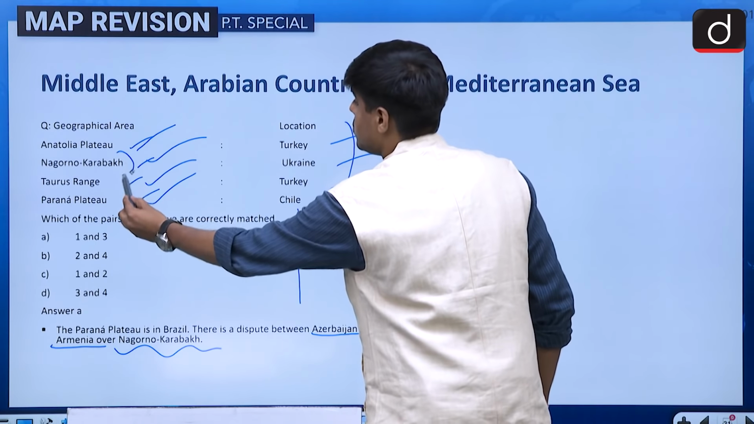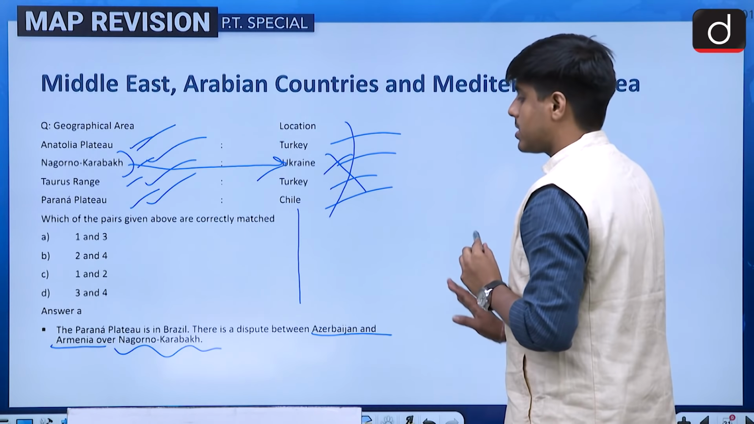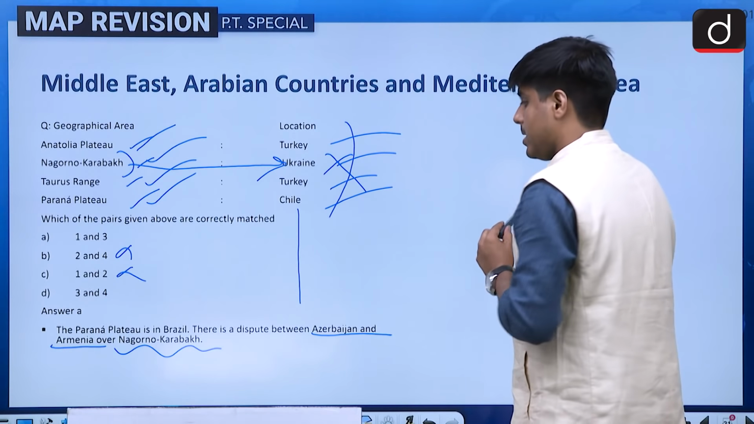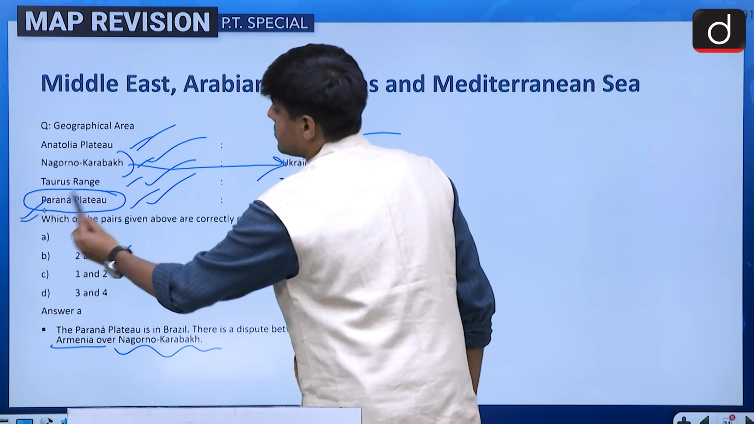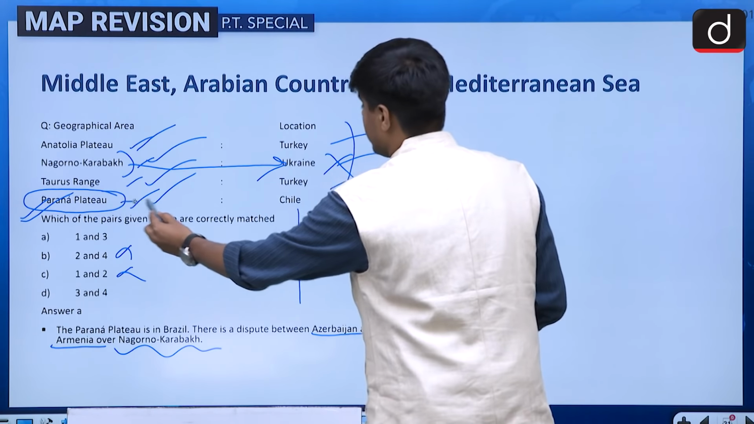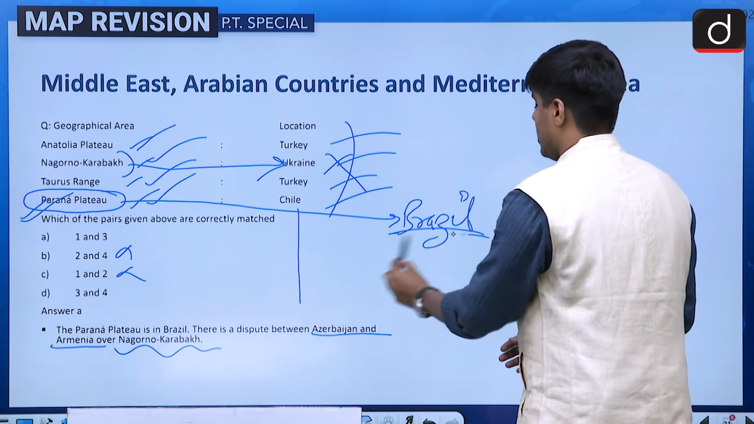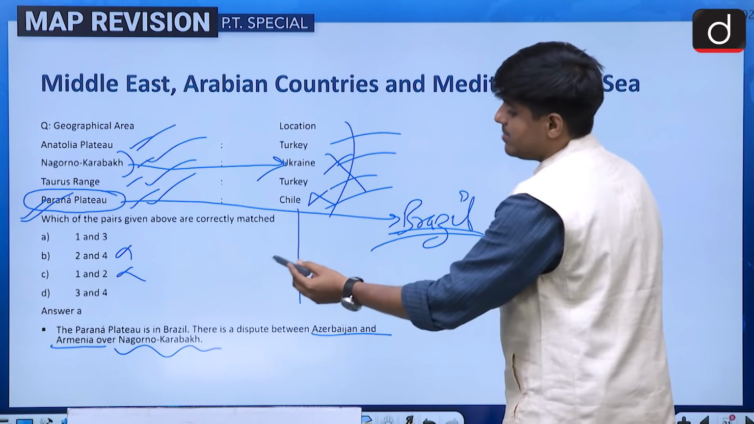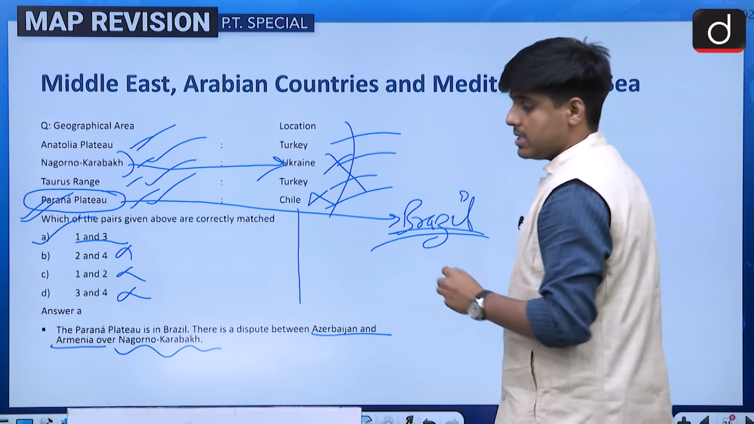Nagorno-Karabakh region was in news and it is not in Ukraine. So this is not correctly matched. If we eliminate this option, two of the options are eliminated. Now moving on further, the Parana Plateau, the very famous plateau, one of the oldest and largest plateaus of South America, is located in Brazil and not Chile. It's a very common fact of world physical geography. So this is also wrong, we eliminate the fourth option, and once we do that, we reach the right answer, that is 1 and 3 are correctly matched.